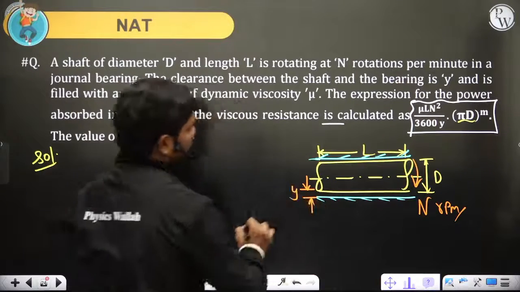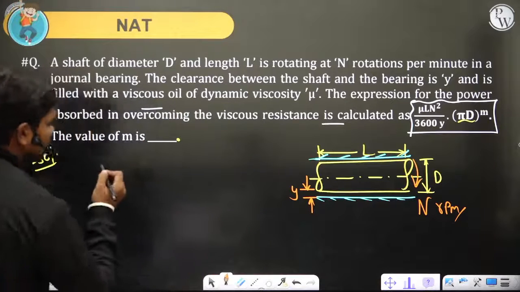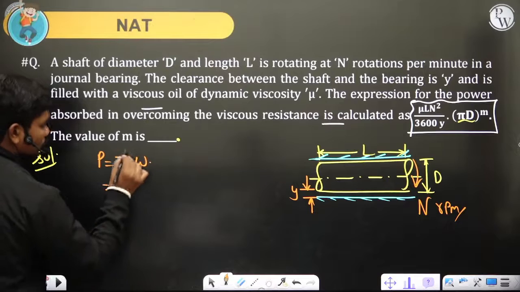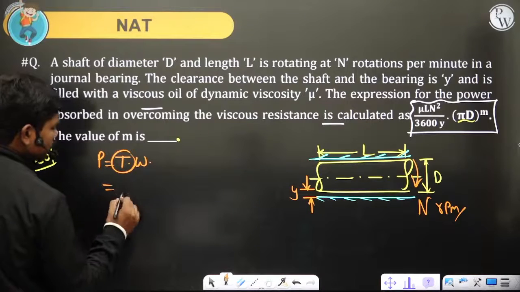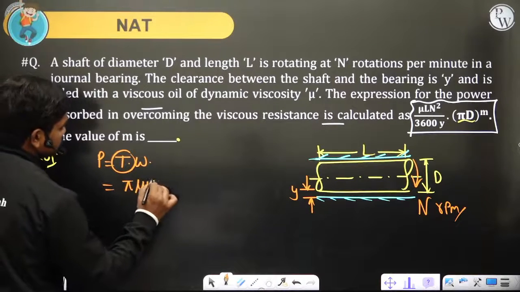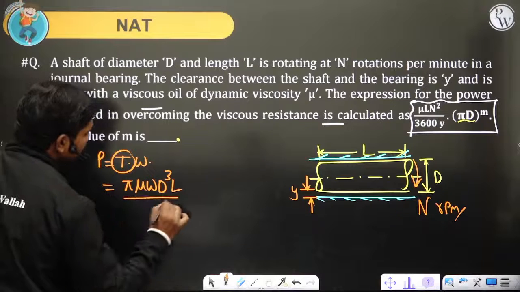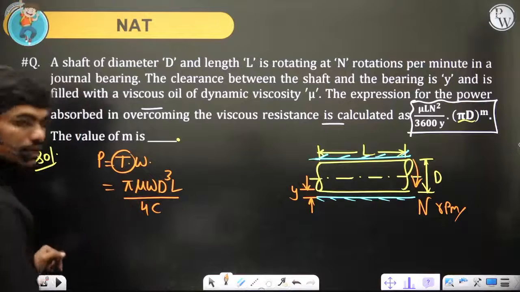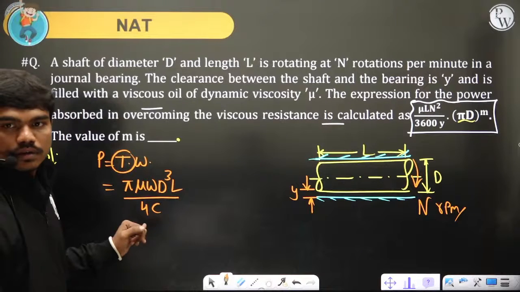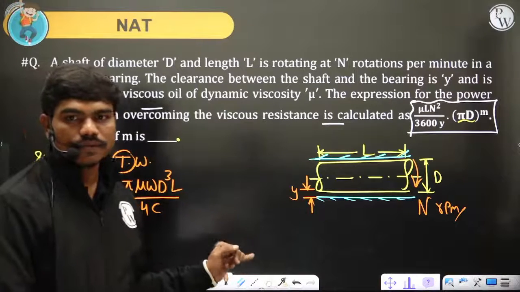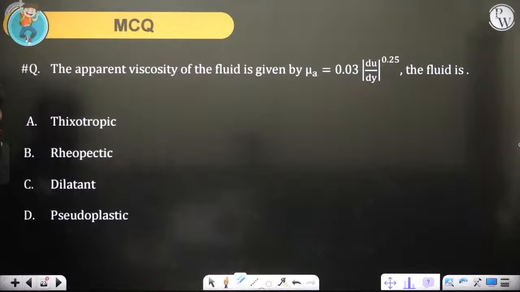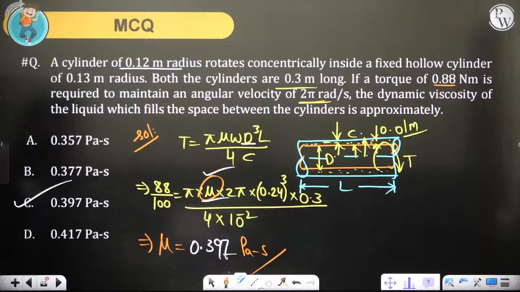The expression for the power absorbed. So first of all, we know power is equal to torque times omega. So torque, we have just calculated as pi mu omega d cube L by 4c. Is this expression correct? Yes or no? Because you can see 0.49 only is coming, right? So in this question, I think 0.49 is the correct answer, because even we are getting that. So this expression is correct, right?